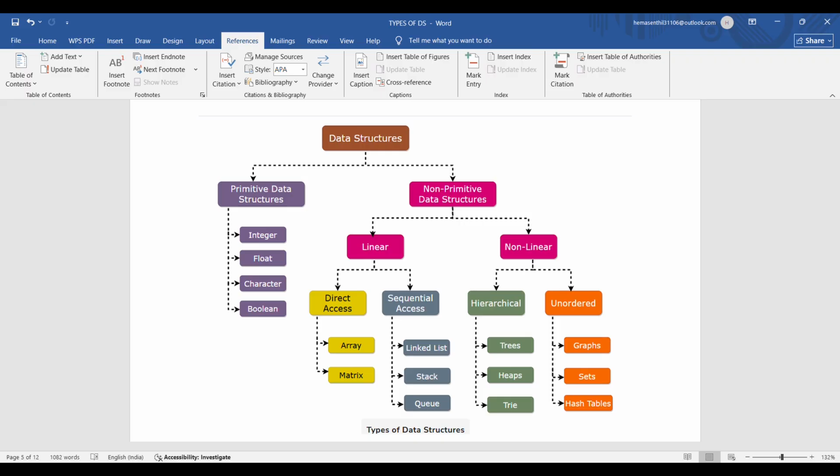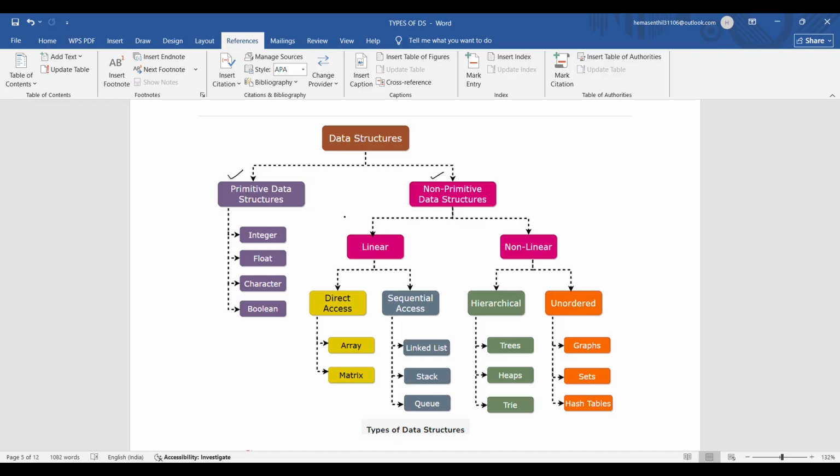Dear students, in this video, I am just going to explain the types of data structures. Here, I have shown the types of data structure. Let us see one by one. First, data structure is classified into two types. The first one is primitive data structure and the second one is non-primitive data structure.